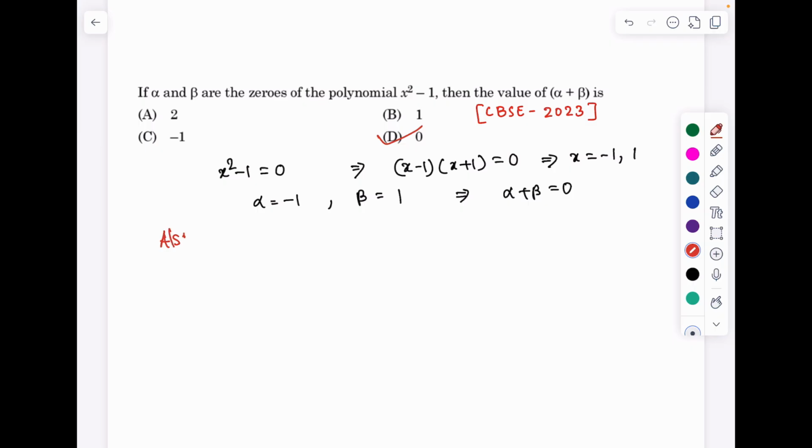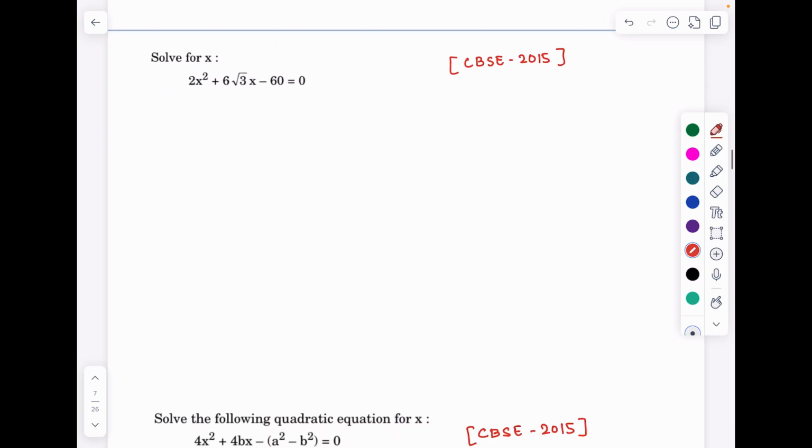We can do here also. Here it is written as x square minus 1. We can rewrite it as x square plus 0 into x minus 1 is equal to 0, which is the quadratic equation in the standard form. Then what is alpha plus beta? Alpha plus beta we know that minus b by a. In place of b it is 0, in place of a it is 1, that is equal to 0. Same thing.